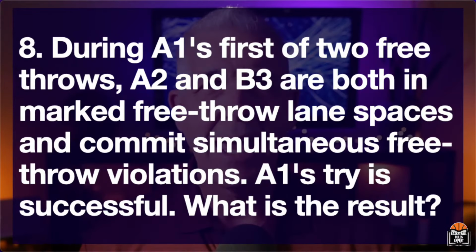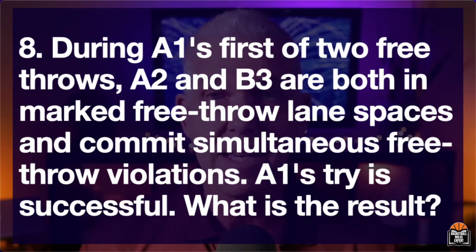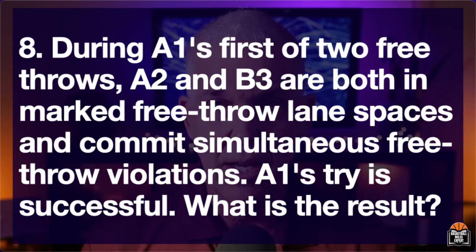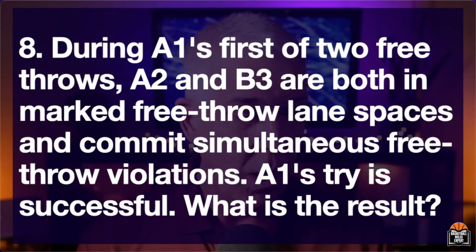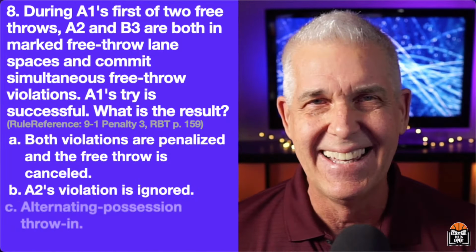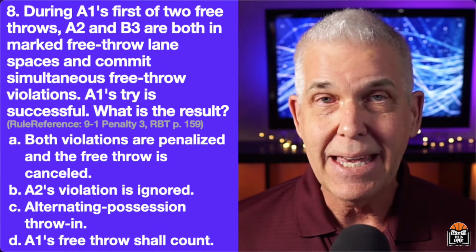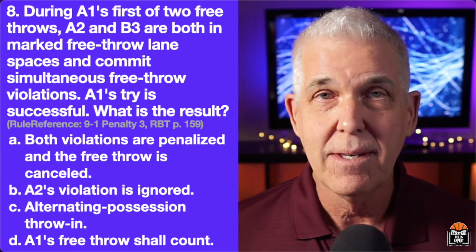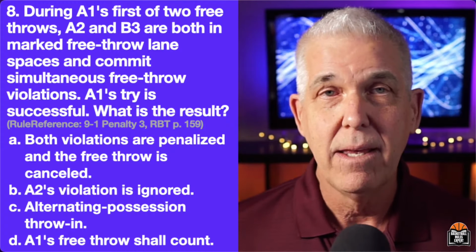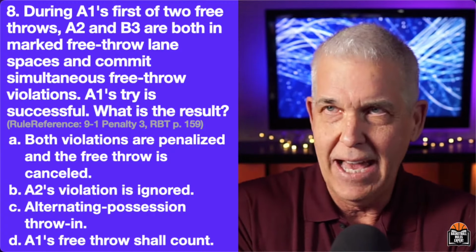All right, question number 8. Let's keep things moving. During A1's first of 2 free throws, A2 and B3 are both in marked free throw lane spaces and commit simultaneous free throw violations. A1's try is successful. What is the result? This is a great question. A, both violations are penalized and the free throw is canceled. B, A2's violation is ignored. C, alternating possession throw-in. D, A1's free throw shall count. Wow, that's a full range of actions.